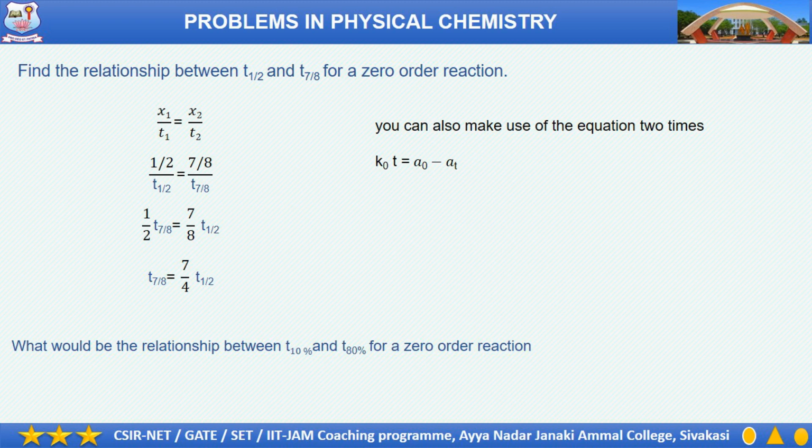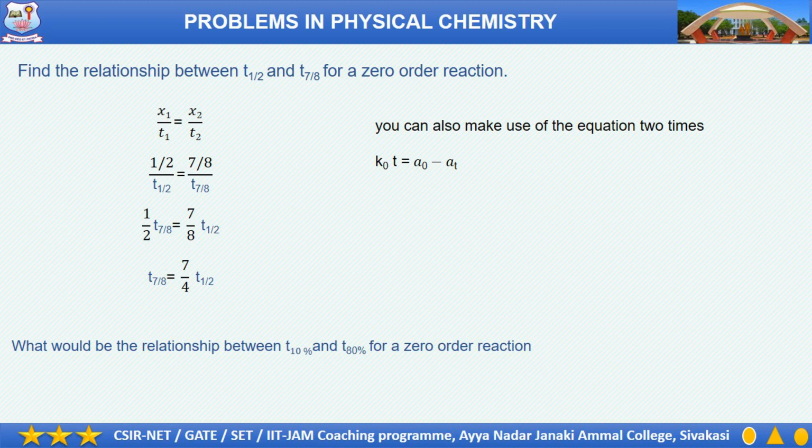Now, what is the relationship between this time taken and this time taken? Just cross multiply it, you will get half into T of 7 by 8 is equal to 7 by 8 into T half. That is, T of 7 by 8 is equal to, cancelling this, 7 by 4 T half. This is the relationship. This is the simplest way you can derive.